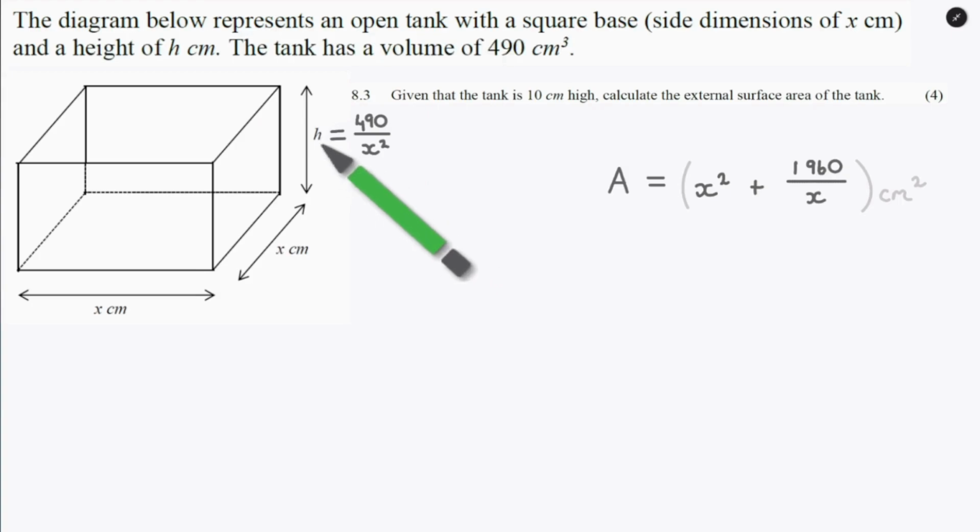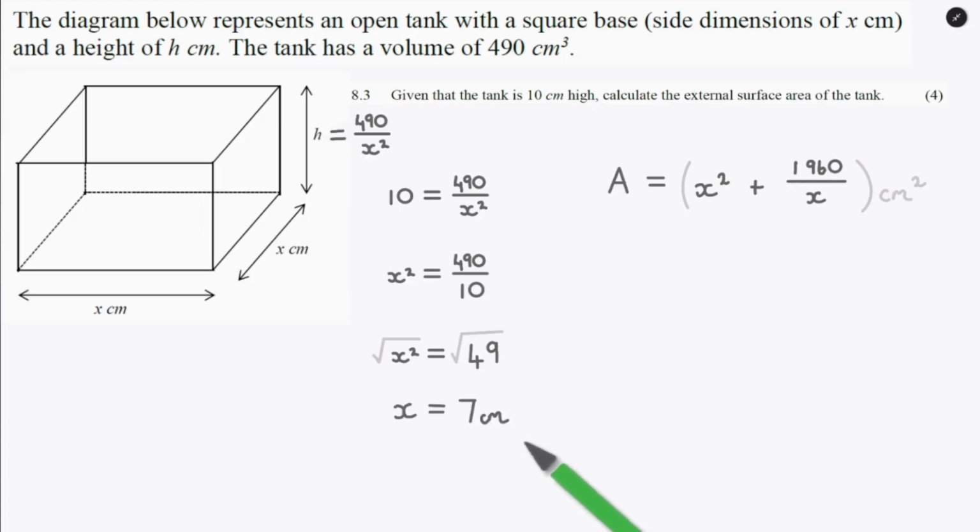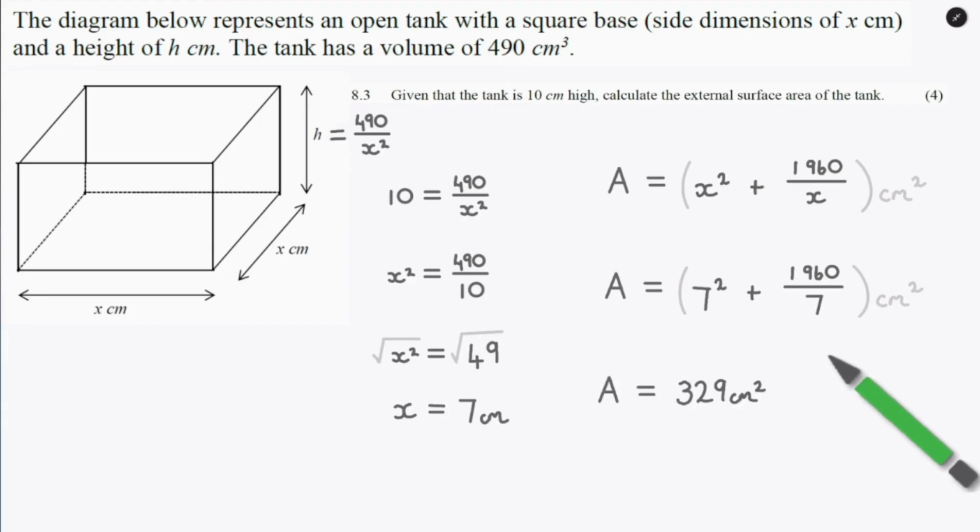Okay, so we're going to make the necessary replacement, swap h for 10, and we get 10 equals 490 over x squared. Now we're going to swap the 10 and the x squared so that we start the process of getting x by itself. So after we make that swap, 490 divided by 10 is simply just 49. Then I need to get rid of the square on x. So the opposite of a square is a square root. So I'm going to square root both sides and I get x to be 7 centimeters. Okay, we're going to come chuck that into this x and this x, just like this. And then that's going to spit out our answer of 329 centimeters squared.